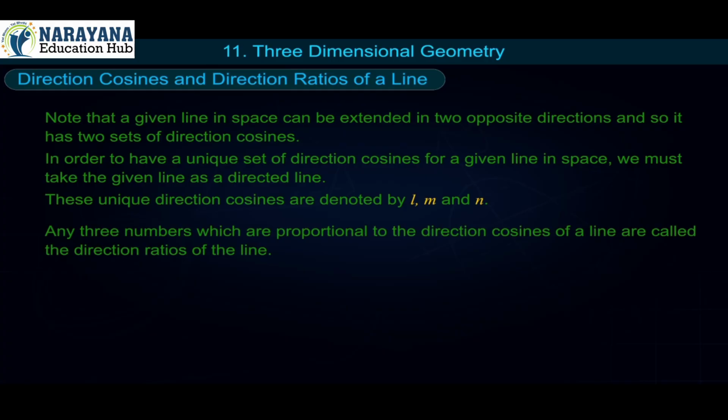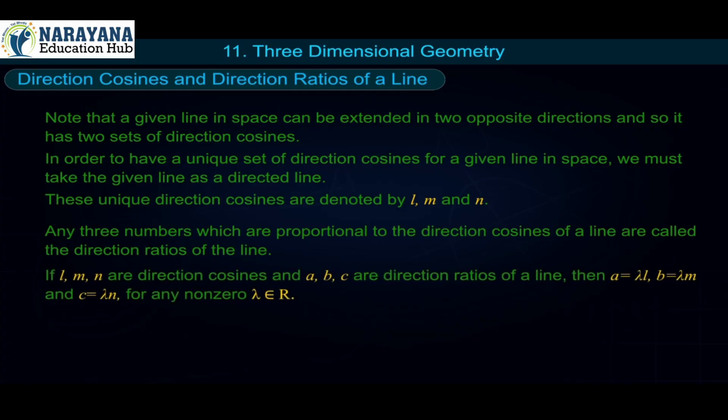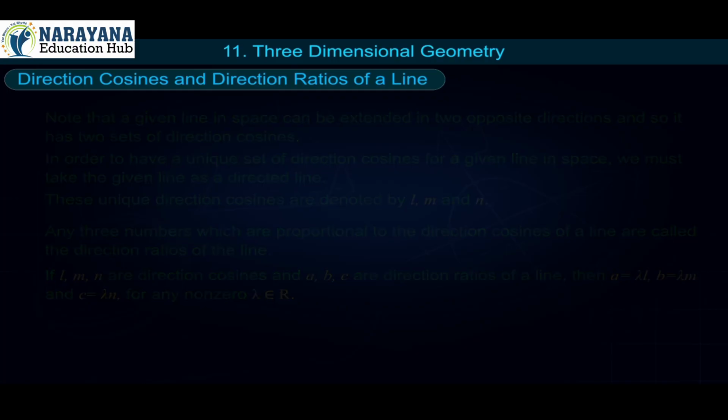Any three numbers which are proportional to the direction cosines of a line are called the direction ratios of the line. If l, m, n are direction cosines and a, b, c are direction ratios of a line, then a = lambda l, b = lambda m and c = lambda n for any non-zero lambda belonging to R.